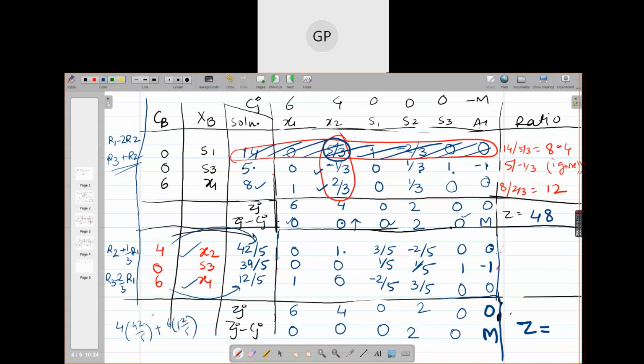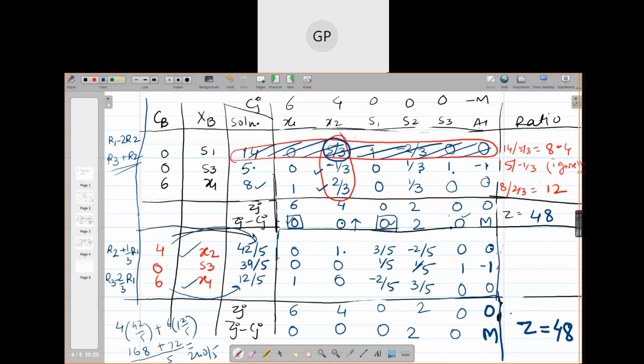So 4 into 42 is 168 plus 12 sixes are 72, the whole thing divided by 5. That is 160 plus 70, 230, 240, 240 by 5, that is again 48. Okay? Have you understood it?